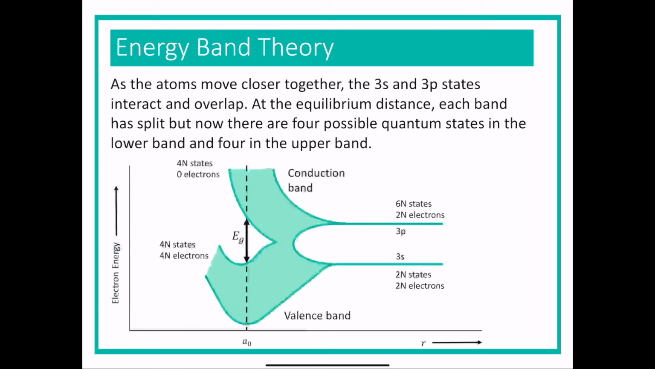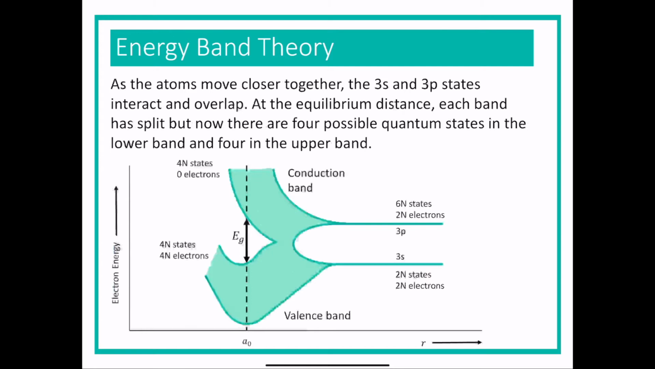So when there's no energy in the system, all of the electrons initially go into the lower band, what's known as the valence band.